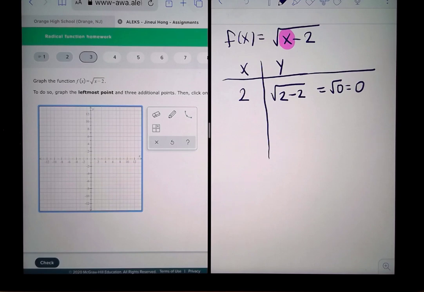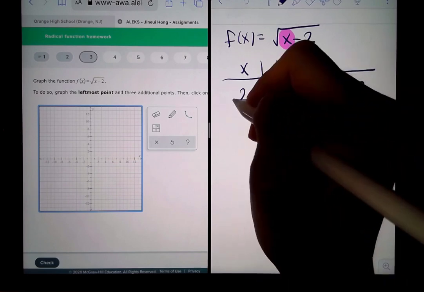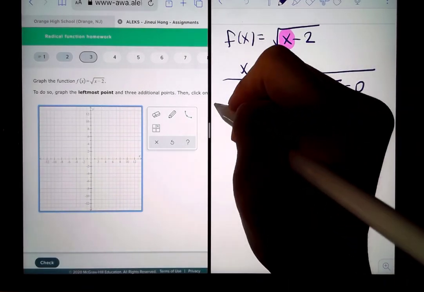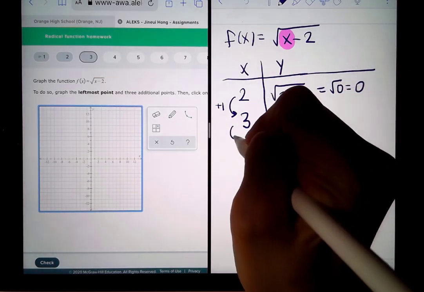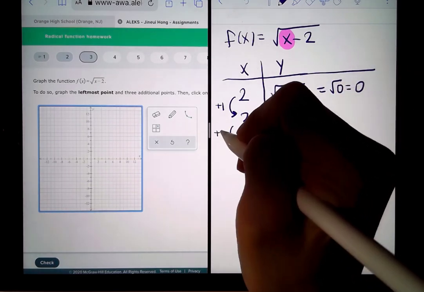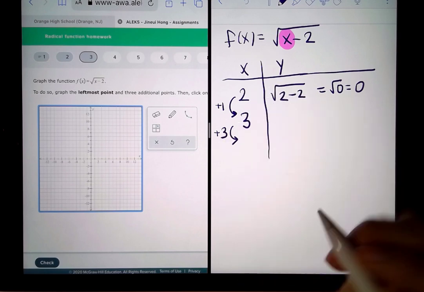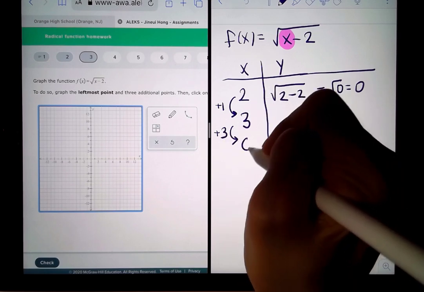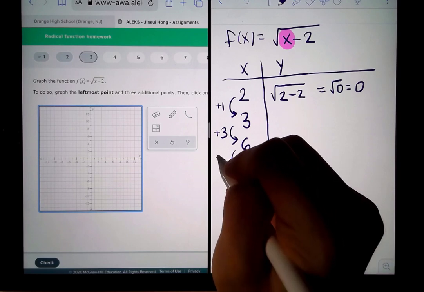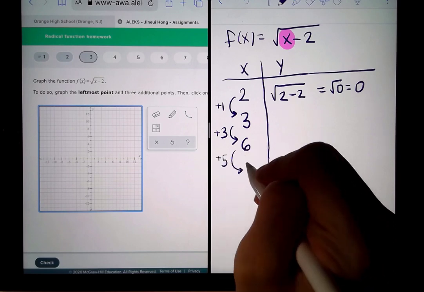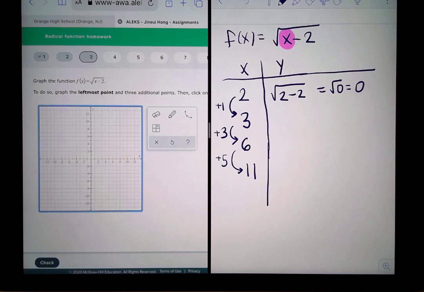Right? And then what's my next point? Odd number, right? You add odd numbers, guys. So 2, then my next number will be plus 1, so it will be 3. My next one is plus 3 because we are using odds, right? So that is 6. And then you add what? 5. Then you get what? 11. So those are your 4 points. Okay? And then let's see what happens.